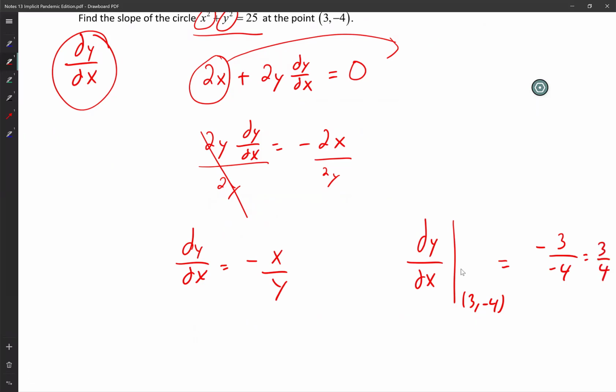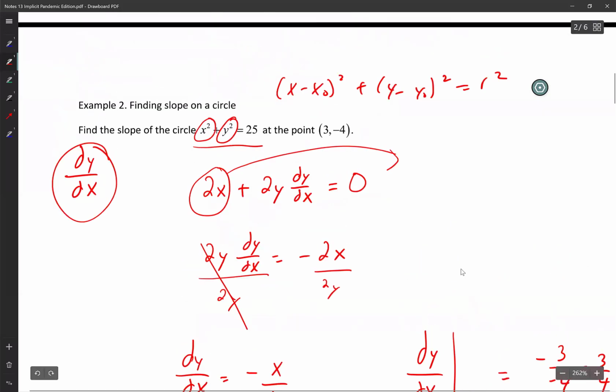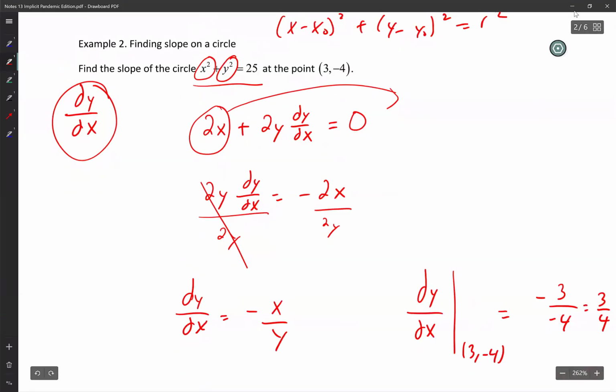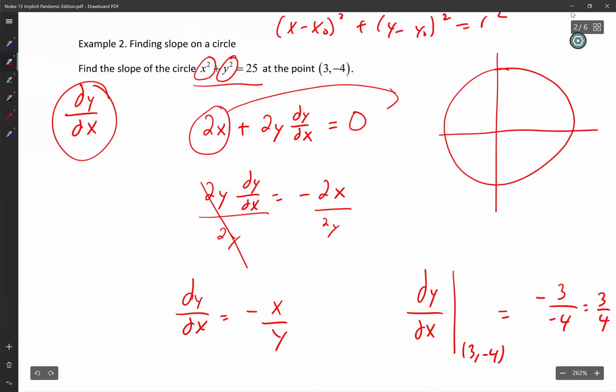And there it is. And it makes sense, guys. Chavez, what do you mean? I have a circle. And I'm at the point 3, negative 4. So I'm somewhere like right there. Look, that slope has to be positive. See? That tangent slope has to be positive. So positive 3/4. Cool or not cool? What's up?